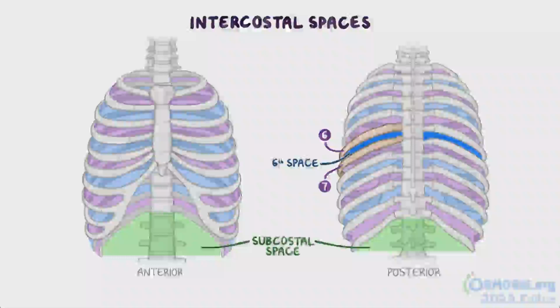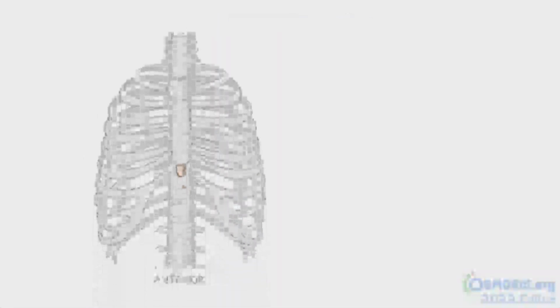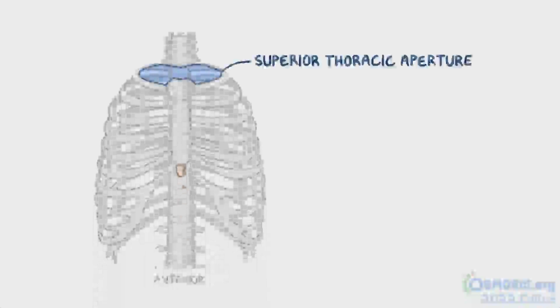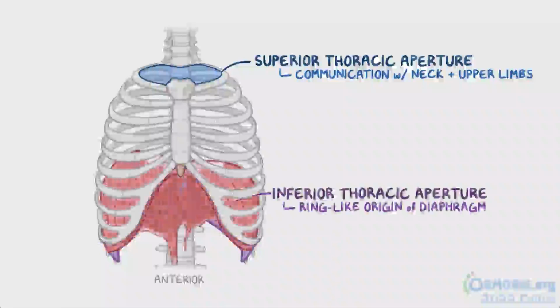So, at the end of the day, the thoracic cage forms a complete wall peripherally, but it's open superiorly and inferiorly. The superior thoracic aperture, or opening, is smaller and allows communication with the neck and upper limbs, while the inferior thoracic aperture is larger and provides the ring-like origin of the diaphragm, which completely closes this opening.